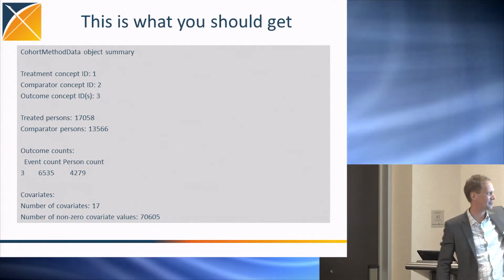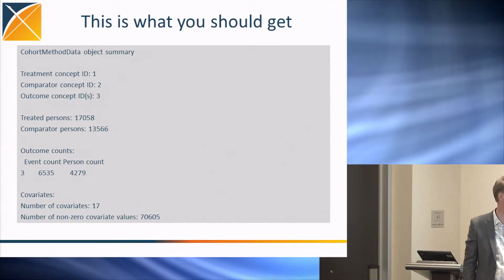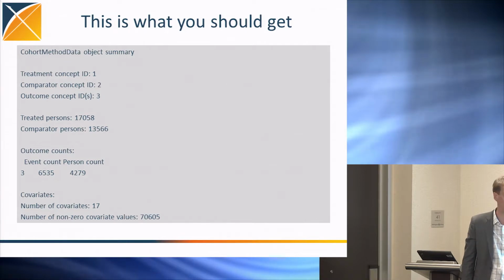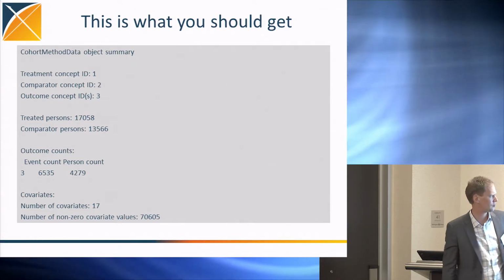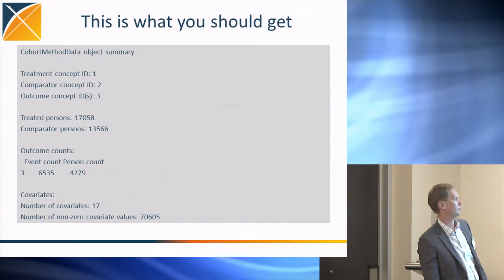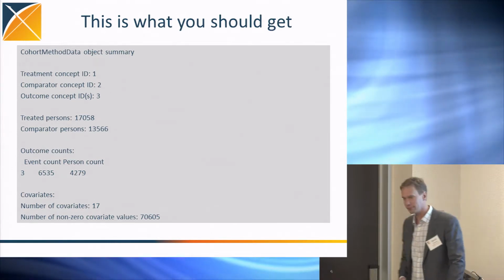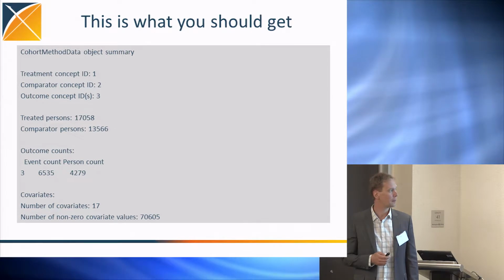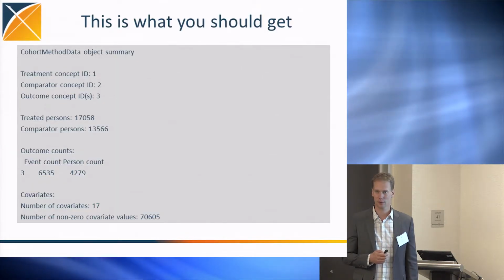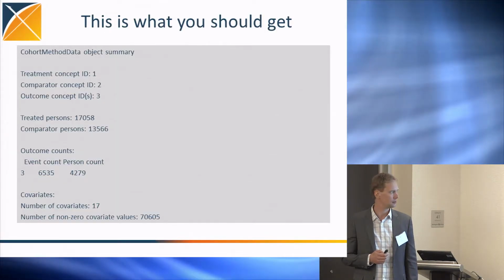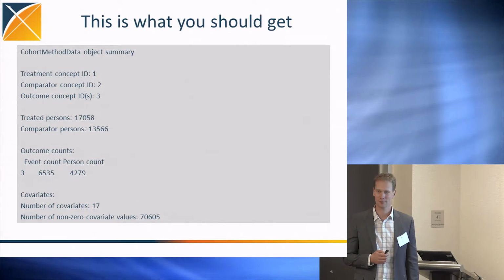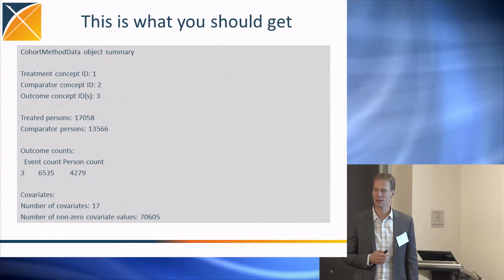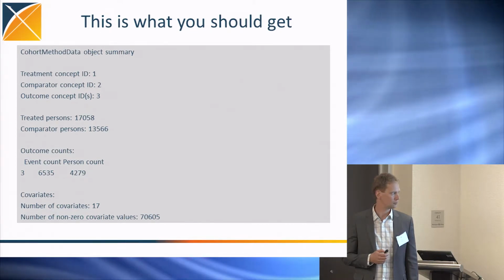All right, so we do have people in T, we have people in C, actually quite a respectable size. And we have people with the outcome, that's actually quite a large number. A lot of people that have GI complications. So we've got 4,000 people. We had 6,000 events. That's right, yes.